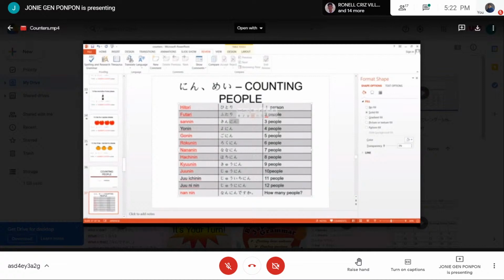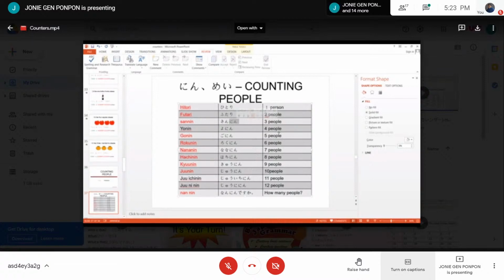For 3 people, that is sannin. 4 is yonin, not yonnin. Okay, another exemption. You should not say yonnin, but yonin. Yon, you can use the yon in mei, yon mei. But in the suffix nin, you should say yonin. For 5, gonin. 6 people, rokunin.